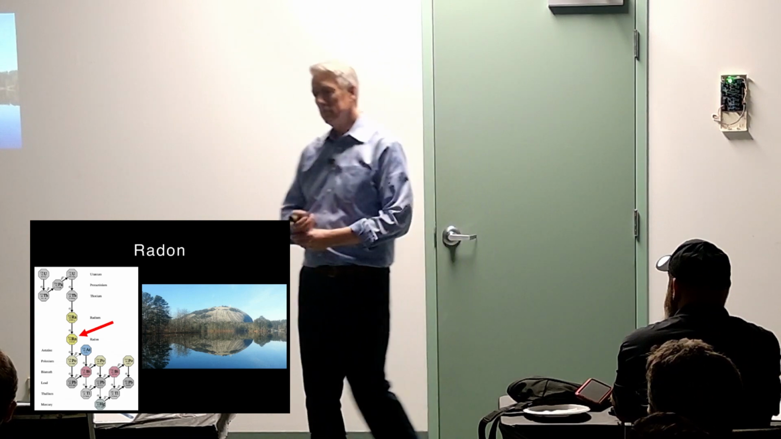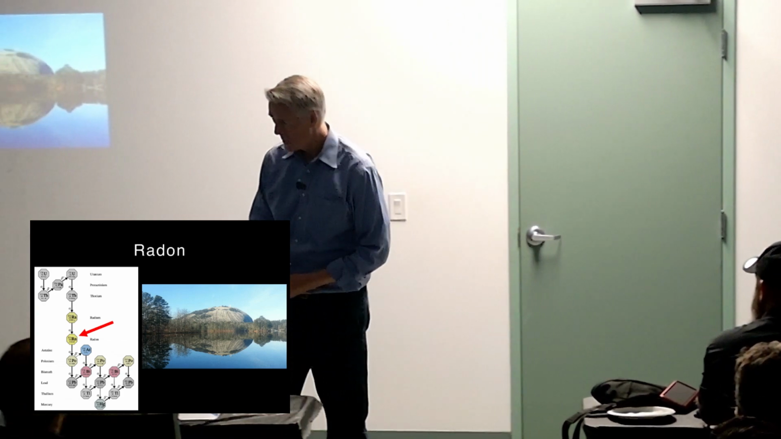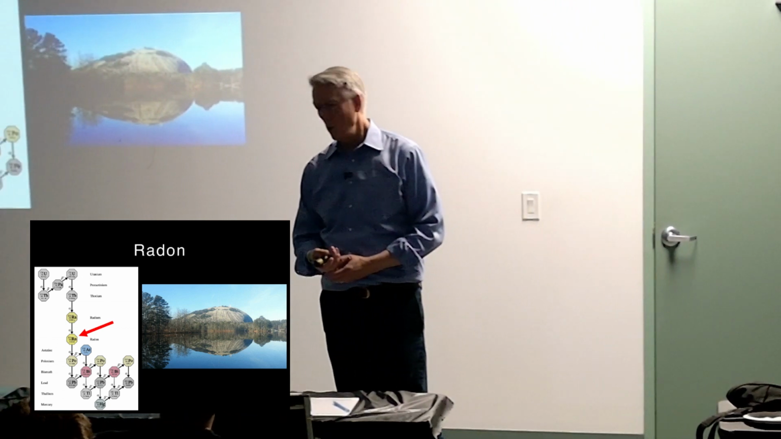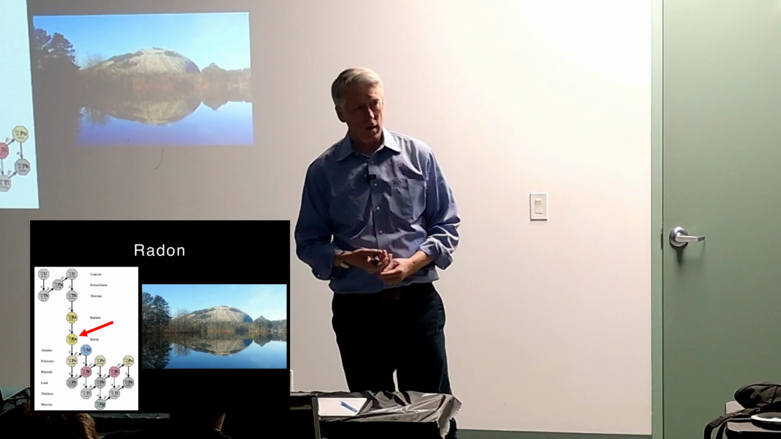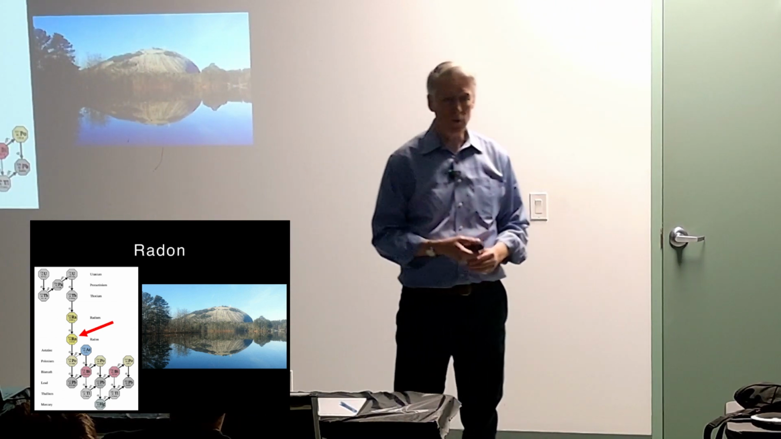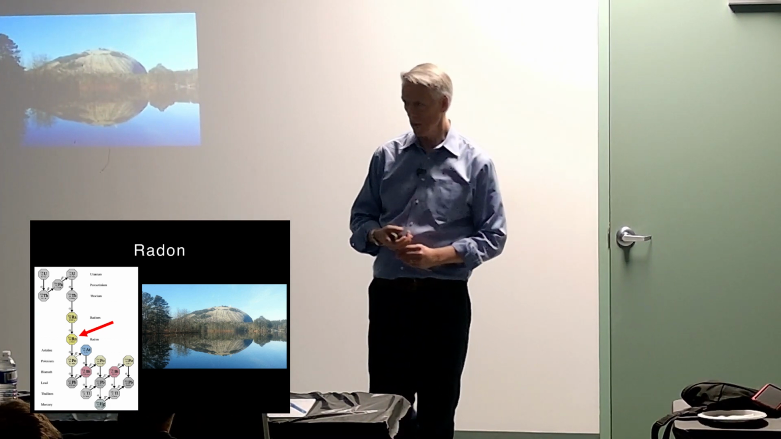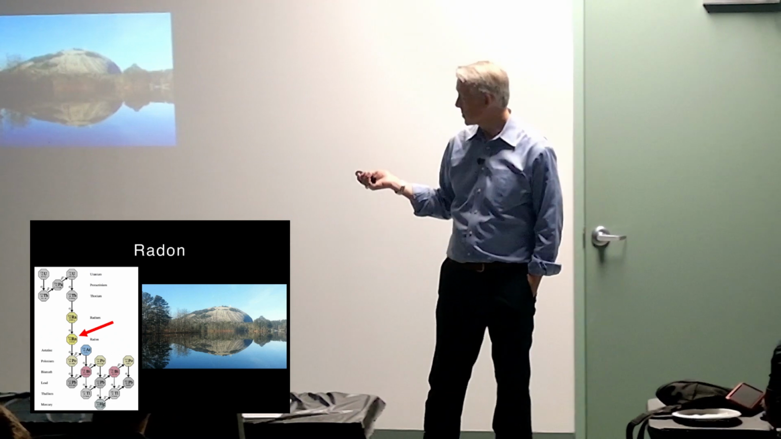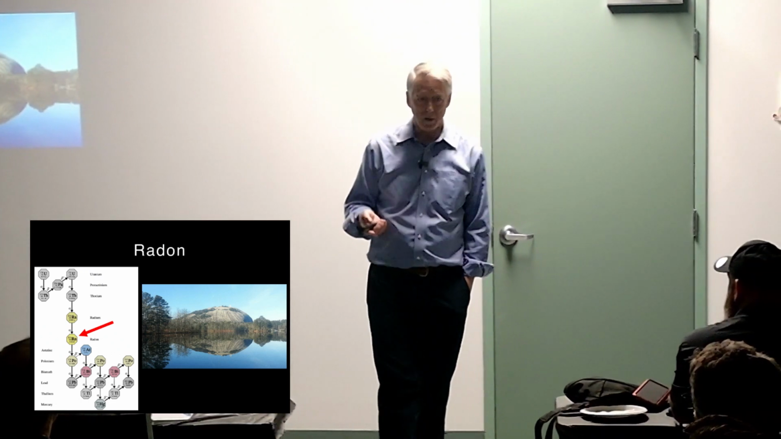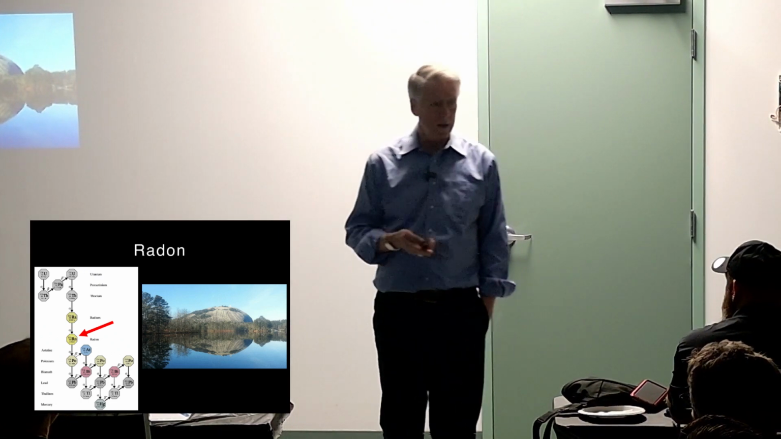So Stone Mountain, made of granite, and uranium is often associated with granite. If you have granite, you're going to have lots of uranium, which means you're probably going to have radon issues in houses. So especially if you're in a radon area, you want to get some testing done.